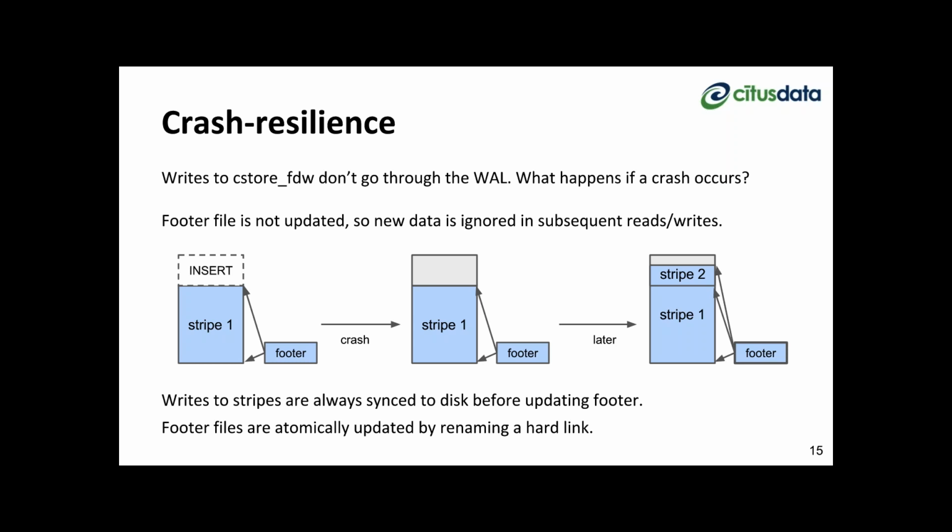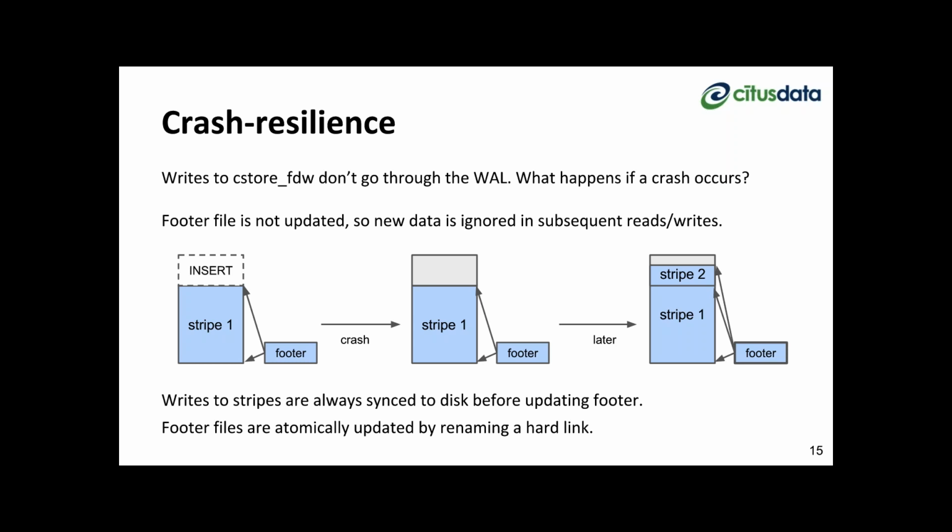Well, if you write to a CStore table, then first you will start appending to the end of the data file. So you'll add a new stripe, basically. But only at the very last step is the footer file, which contains the position of the stripe in the data file, updated. So as long as the footer file has not been updated, the data is not yet visible to new queries. So if you do have a crash, there will be some redundant, useless data at the end of your data file that is not referenced anywhere in the footer. So what happens if you write again? You will just simply overwrite that data.